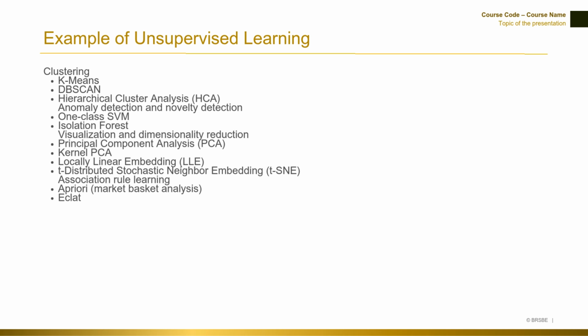First is clustering. Second is anomaly detection and novelty detection. Third is visualizations and dimensionality reduction. And lastly is association using rule learning.